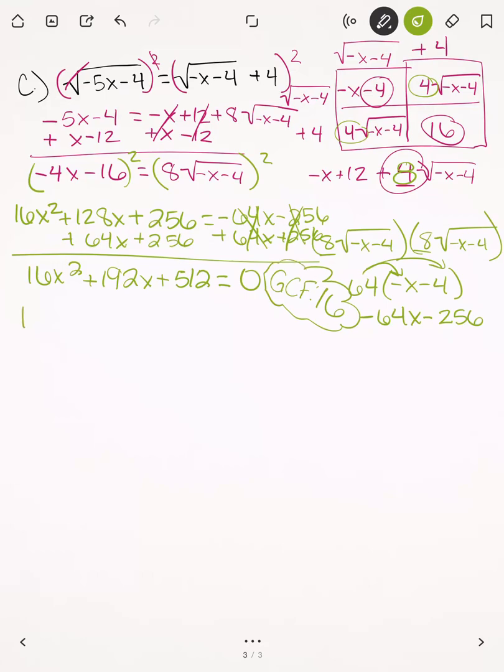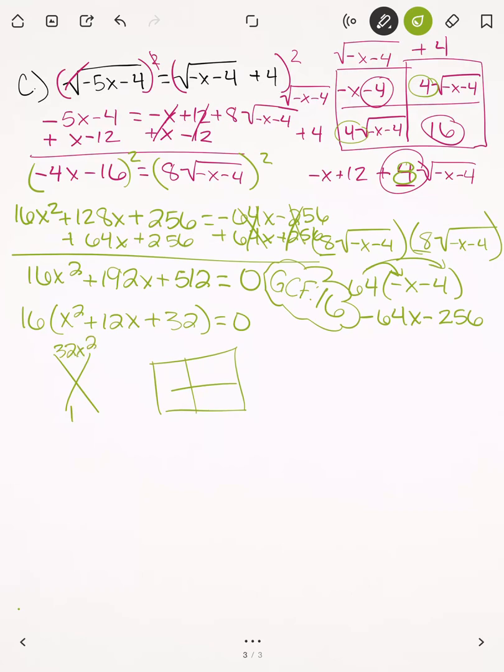Okay, so we have 16 on the outside, which gives us x squared plus 12x plus 32, and it's equal to 0. Now we factor that inside part. So factor it using the x in the box. First times the last, so 32x squared, 12x on bottom. What can we multiply to get 32 and add to get 12x? That would be an 8x and a 4x. First term, first square. Last term, last square. 8x plus 4x gives me that 12x.